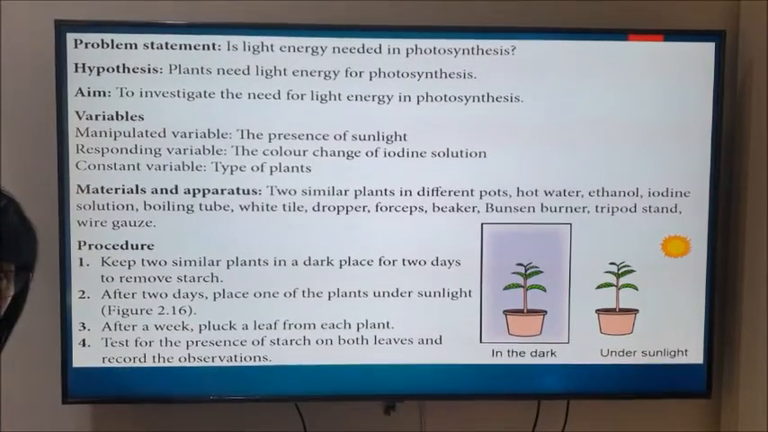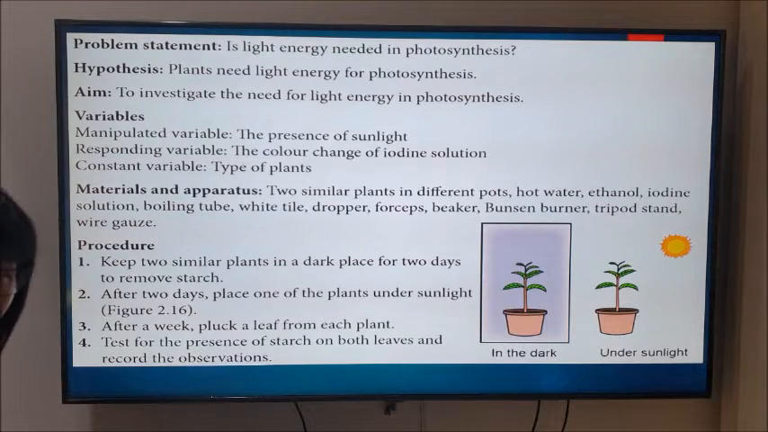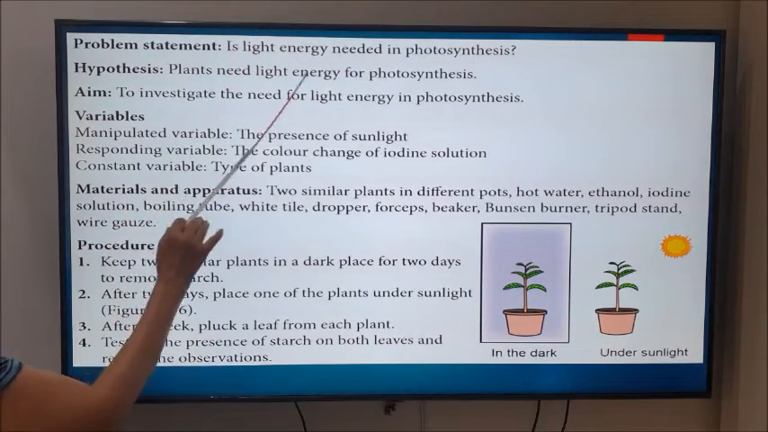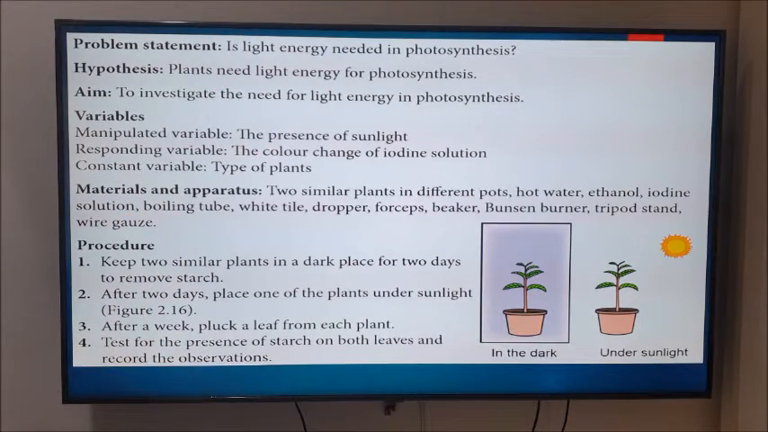There are a few factors that are needed for photosynthesis. We are going to look at it one by one. The first factor is the light energy. Now, is light energy required for photosynthesis?